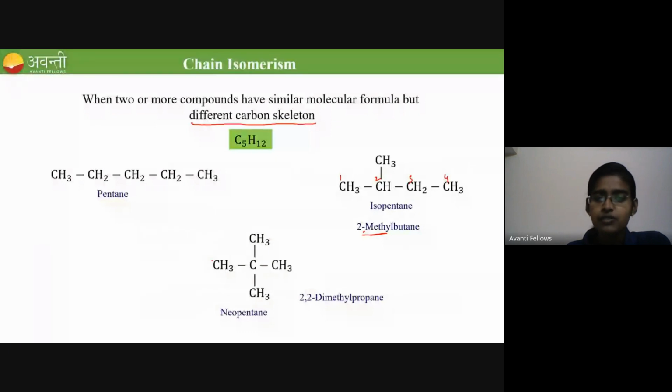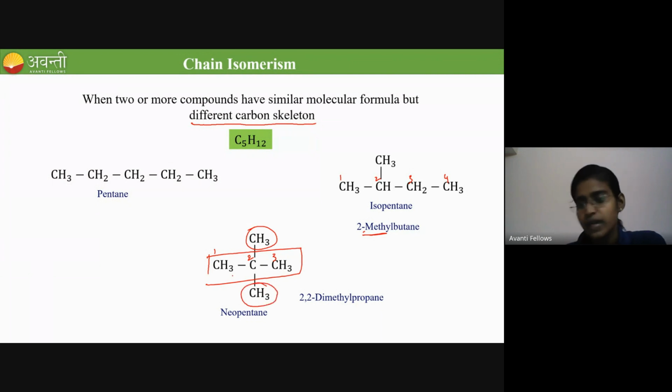And here, if you see, this is the longest chain. Either this or this, anything you can take. If I number, it is 1, 2, 3, and to the second carbon, 2 methyl groups are attached. So it is called 2,2-dimethyl. The parent chain has 3 carbons, so it is called propane: 2,2-dimethylpropane. Okay. So these are the IUPAC names.